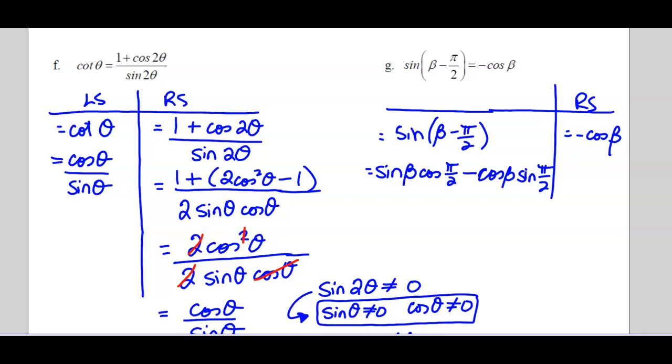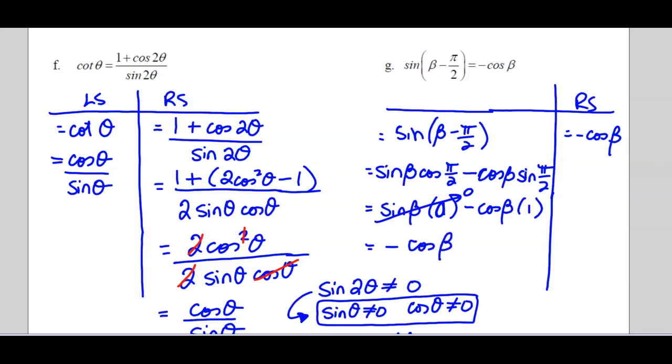So then you can simplify parts of it. What's cos of pi over 2? What's sine of pi over 2? You substitute those values in. So cos of pi over 2 is 0. Sine of pi over 2 is 1. So this whole term goes to 0, and you're left with the left side equals the right side.